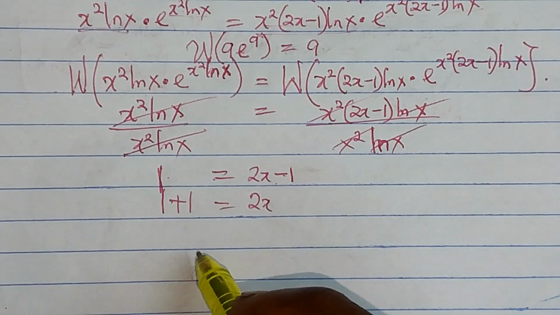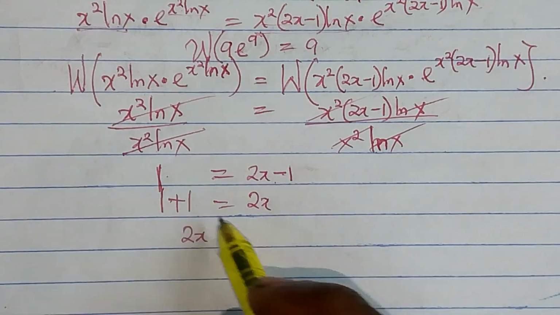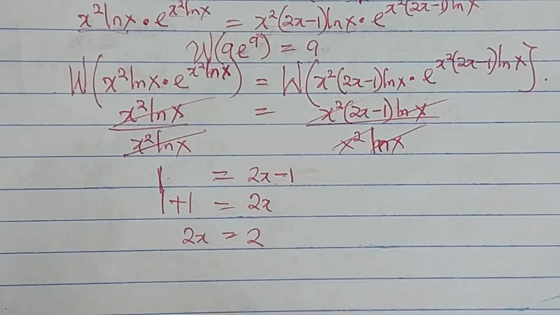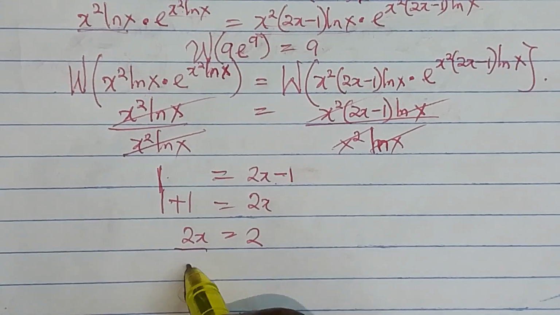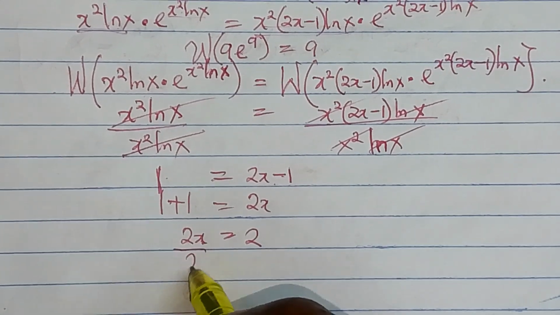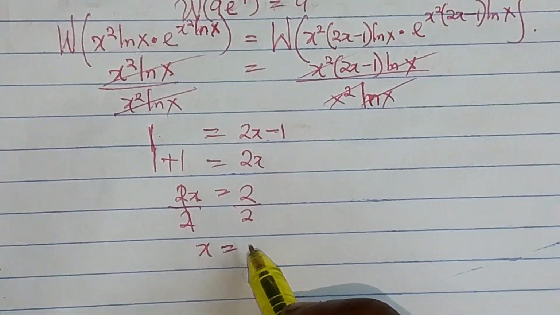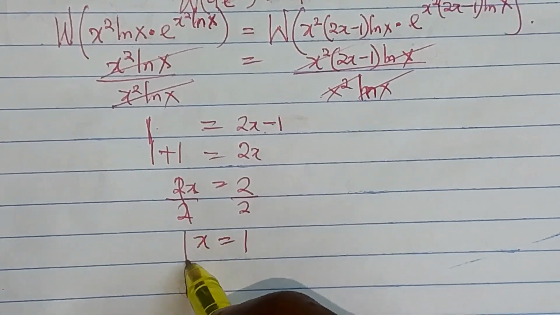Let's turn this equation upside down. Then we have 2x equals 1 plus 1, which is 2. So we have to divide through by the coefficient of x, and the coefficient of x is the number multiplying the unknown x, which is 2. So if we divide through by 2, then we have that x equals 1.